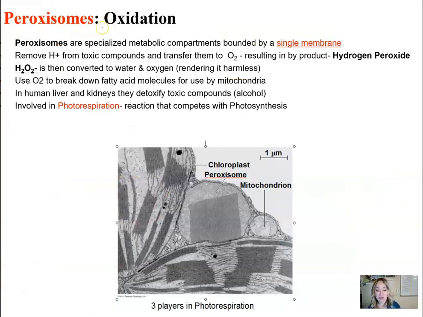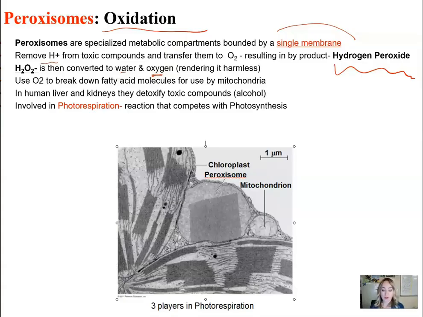Peroxisomes are known for oxidation, and they have a single membrane, not a double membrane. And typically what they do, they remove hydrogen from toxic compounds. They add the hydrogen to oxygen, turn that into hydrogen peroxide, which is, by the way, also toxic to the cells. However, immediately they can convert that hydrogen peroxide into water and oxygen. And of course, those two molecules are harmless.